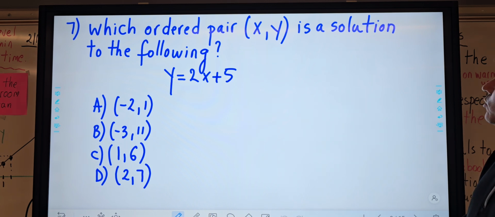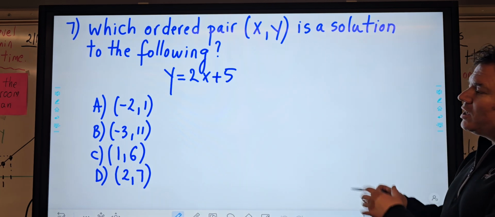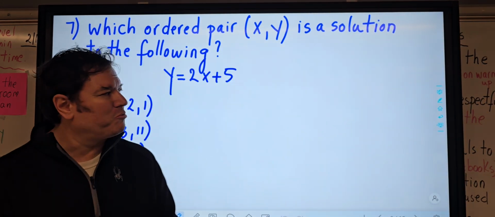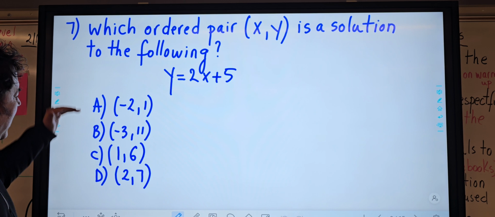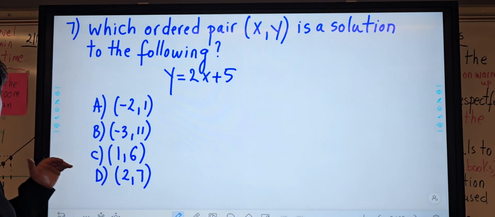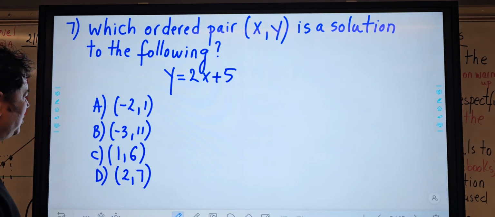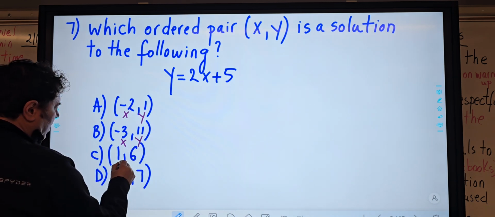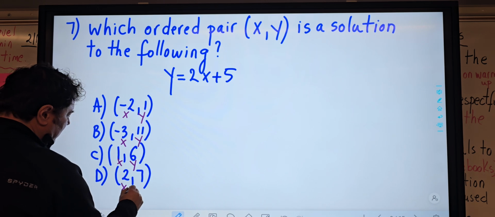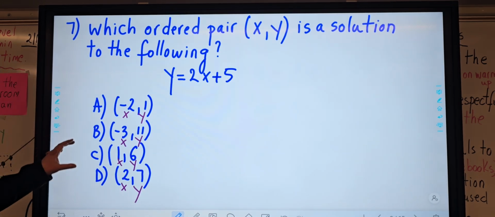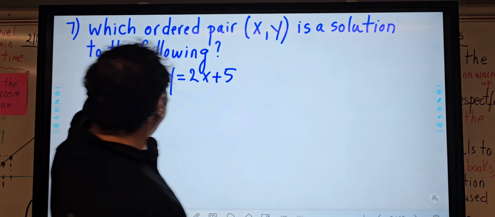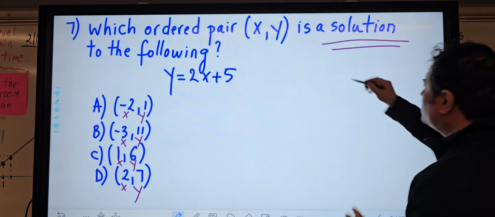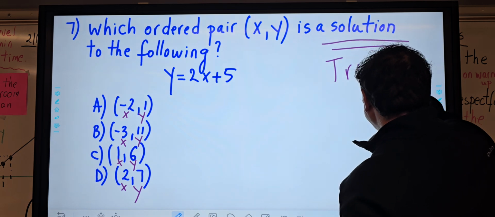Which ordered pair x, y is the solution of the following equation? y equals 2x plus 5. I think we've done another problem similar to that. Remember, when we have some ordered pairs, always label the x and the y in each ordered pair. So let's label x, y, x, y, x, y, x, and y. Okay? And now, again, we are looking for a solution. Which ordered pair is a solution? Which means we are looking for the true statement, right? True statement.